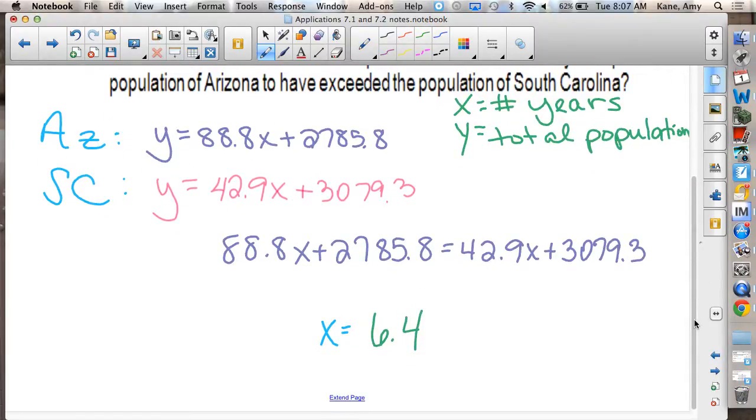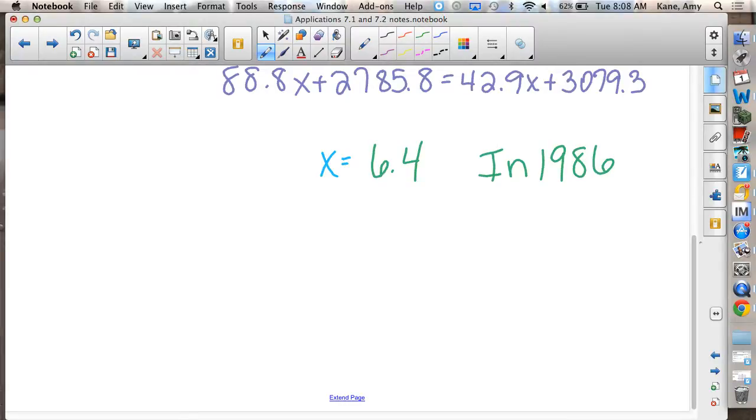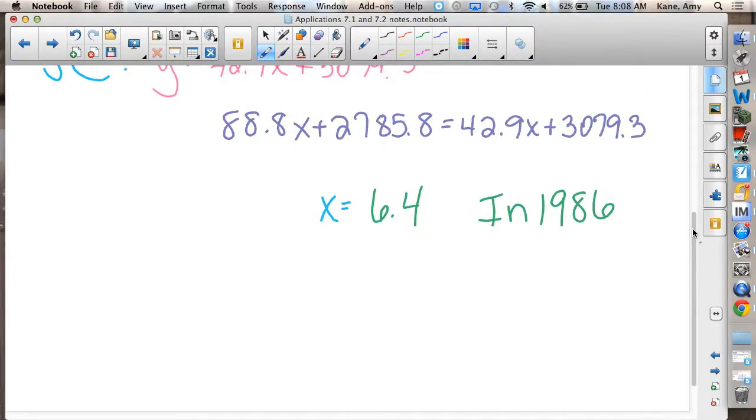So, sometime during the 6th year. Right, sometime during the 6th year, closer to halfway through it probably. And what is the 6th year? 6th year would be 1986. Yeah. We could actually figure out the exact number of months because we're 4/10 of the way through the year. So it'd probably be after June-ish. We're not quite at the halfway mark, but sometime in that year. So probably around halfway through the year of 1986, the population would have exceeded the other.